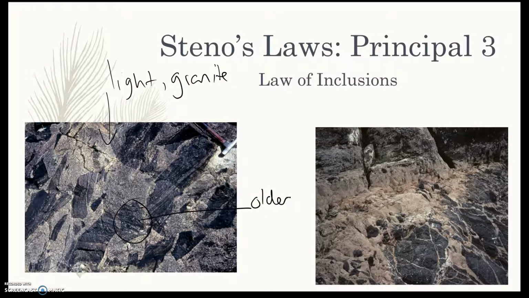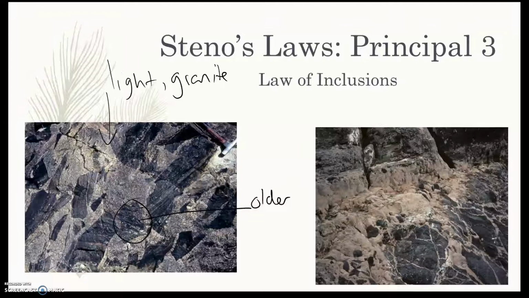And what this allows you to do is you can say that if your granite includes the metamorphic rocks, then the metamorphic rocks had to be older because the metamorphic rocks had to form, then be included in the younger rocks. So what you can take away from that is that if you have pieces of a layer contained in another layer, the pieces must be older.